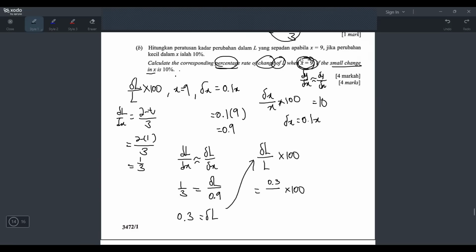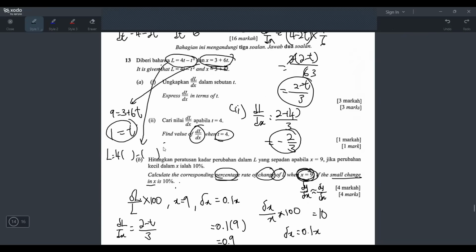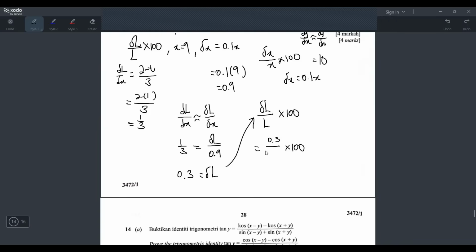Okay, I have to use the x equals 9 information to find the L. So let's substitute this x equals 9 to find the L. Okay, if you look at this equation, L is in terms of t. So what I'm going to do is substitute x equals 9 into the other equation first, which I already did just now. I get t equals 1, and then only I take t equals 1 and substitute back into this equation. So it becomes L equals 4t minus t squared, and the t is 1. Because I use x equals 9 to substitute here first to get t equals 1, and then substitute again. And this one you get 3. It means the old value of L, the original value of L, is 3.